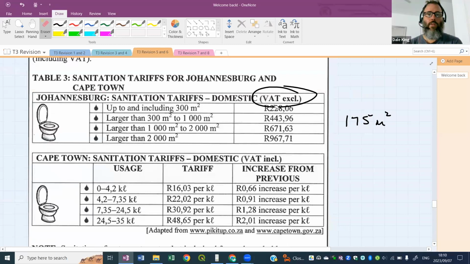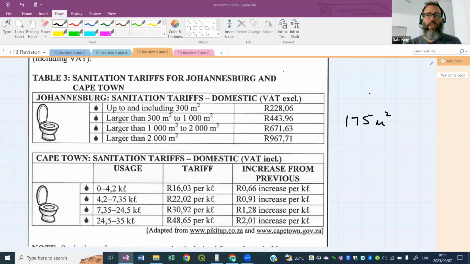Who's got an answer for me? Right down to the nearest 10 cents, the tariff for a property that is 175 meters squared. Anybody? So quick question. Somebody. Come on now, guys.